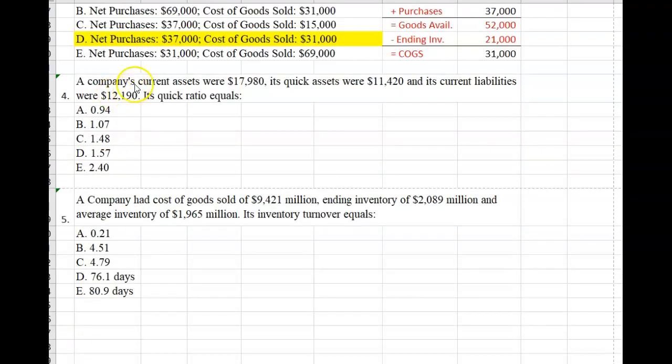Number 4. A company's current assets are 17,980. Its quick assets were 11,420, and its current liabilities were 12,190. Its quick ratio equals what? And big hint, quick ratio is the same as acid test ratio.